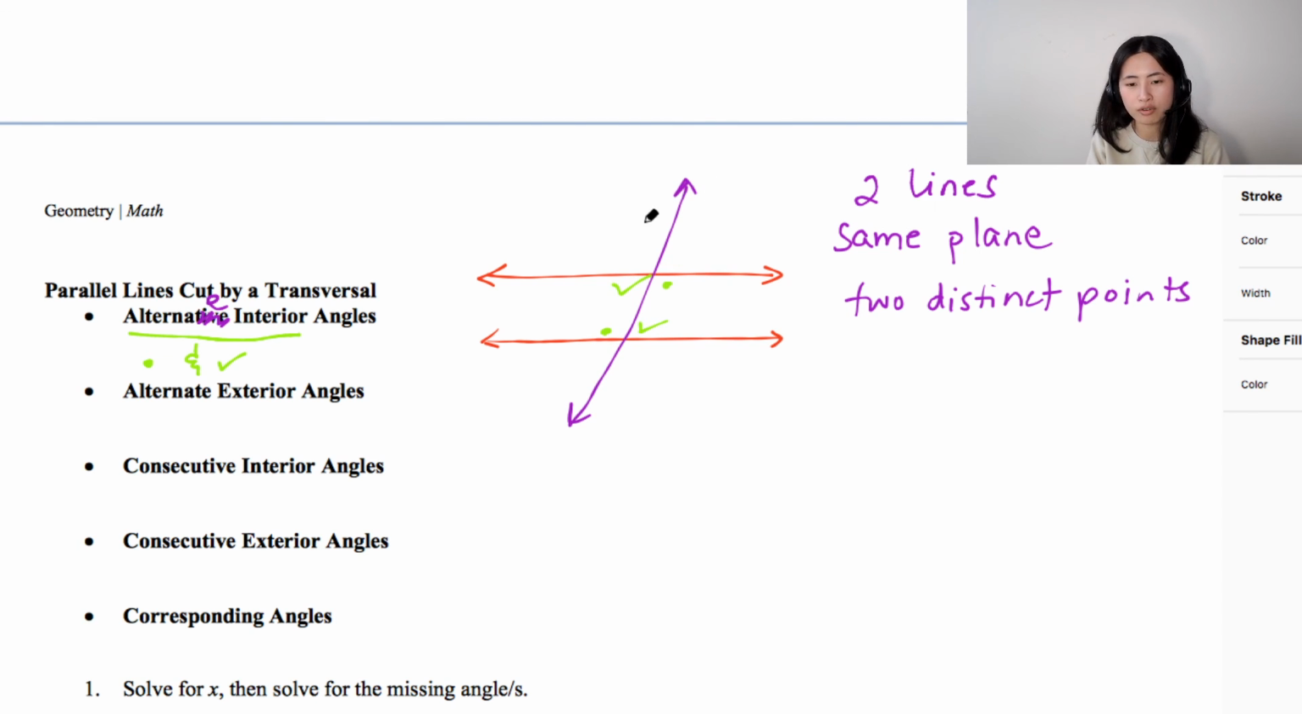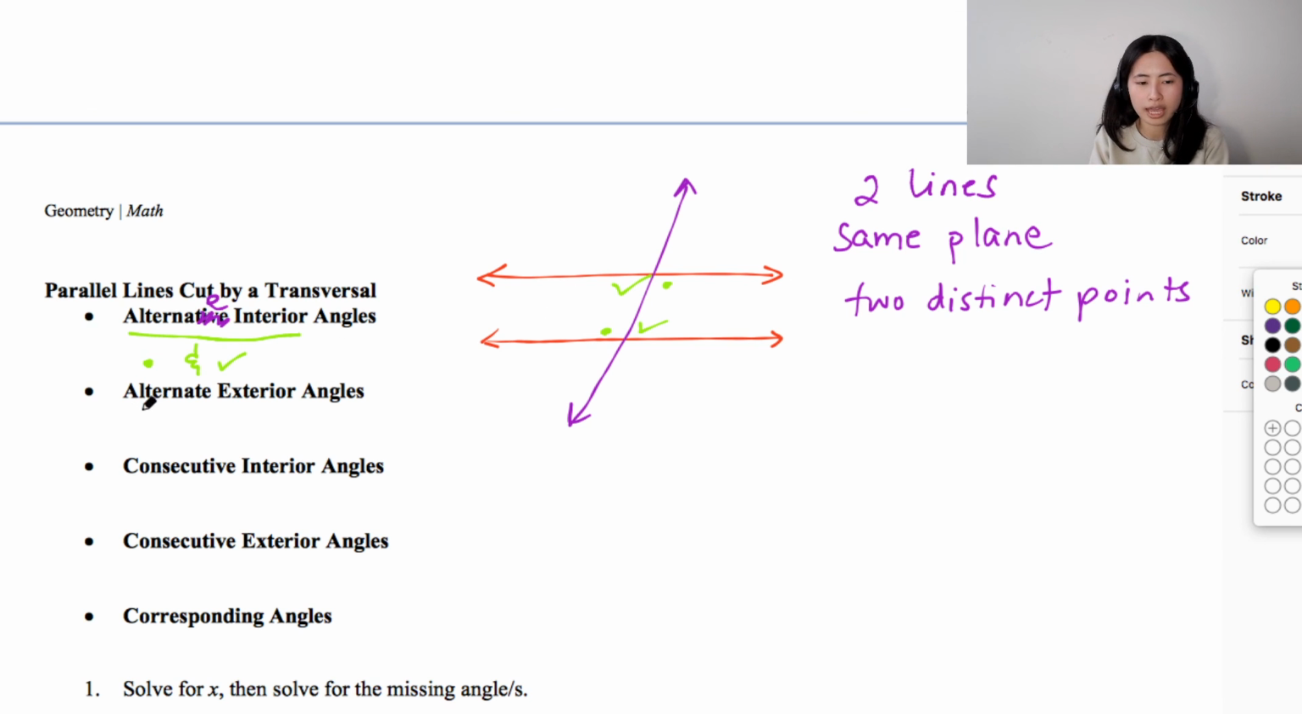Whenever it's cutting through parallel lines, it creates these. So this is like 1, 2, 3, 4, 5. So it creates 5 different types of angles. And as you can see, you have your alternate interior angles from here. And then now we look at alternate exterior angles. So this will be in blue.